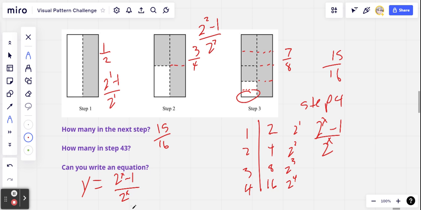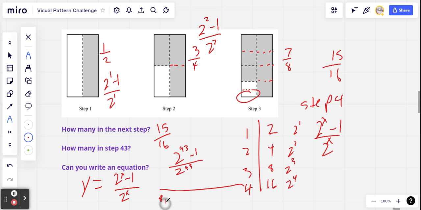Now, if you get this equation, finding step 43 is pretty easy. If it's hard to get there, it's pretty hard to get step 43 because this number is kind of ridiculous. So this is going to be 2 to the 43rd power minus 1 over 2 to the 43rd power. And when I type in 2 to the 43rd in my calculator, I get 8 trillion something. I'm going to try to write all this out.